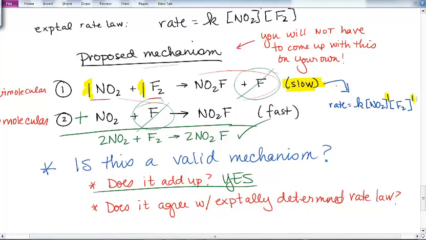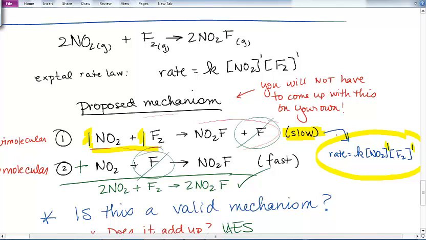Remember when I said you can never, don't ever use the coefficients to write the rate law? Remember when I said that? That's still true. We would never use these coefficients to write the rate law. But in an elementary step, you absolutely will use the coefficients in an elementary step to write the rate law. So this is the rate law that the rate determining step tells me. The question is, does it agree with the experimentally determined rate law? Does it match up what I gave you? Yeah. And the answer is yes.